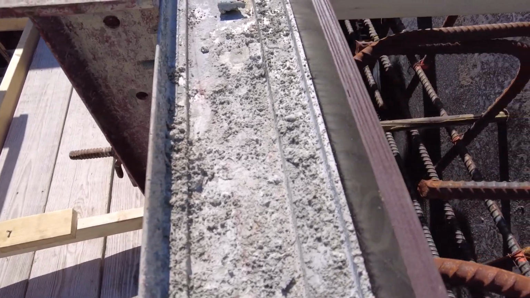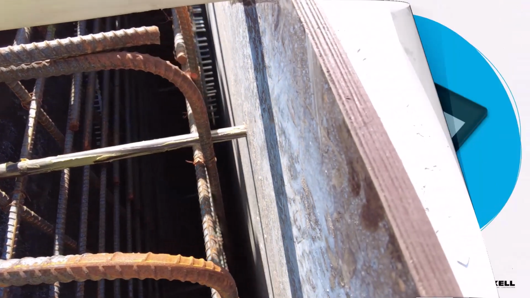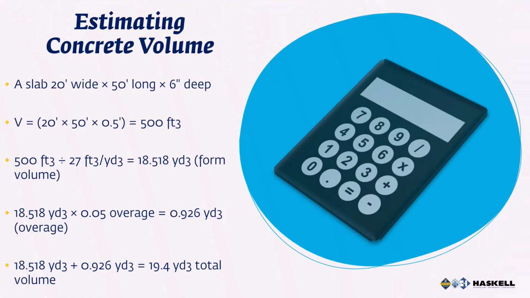The amount of concrete needed for a placement is equal to the volume of the forms. The volume of concrete needed for a floor that's 20 feet wide by 50 feet long and 6 inches deep is calculated as shown on this slide. In this scenario, the contractor would likely order 20 cubic yards. This estimate provides extra concrete to account for waste or spillage.